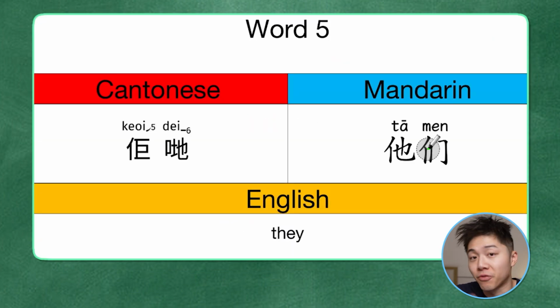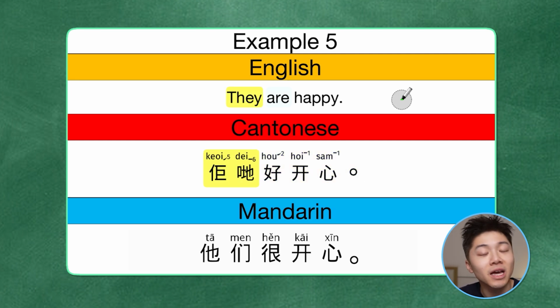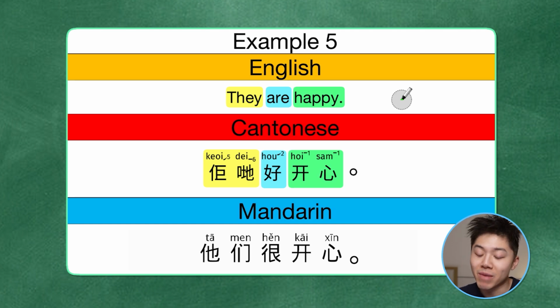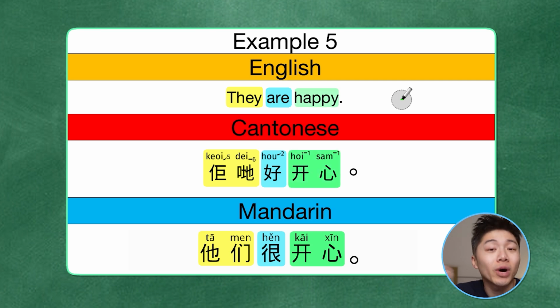Next, same thing. For they, them, we use 佢哋 in Cantonese, and in Mandarin, 他們. Notice how it's the same. We add that pluralizing particle afterwards. So for example, they are happy. In Cantonese, 佢哋好開心. So 佢哋 is they, 好 means very, and 開心 means happy. In Mandarin, the exact same thing. 他們很開心. 他們 is they, 很 means very, and 開心 is the same characters, just different pronunciation. 開心 means happy.